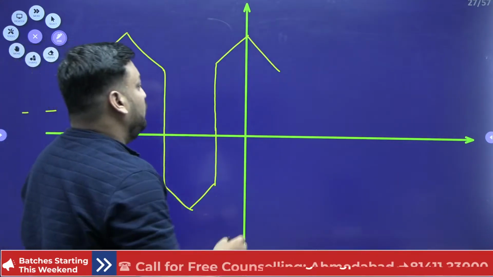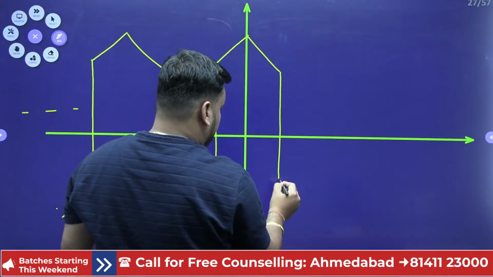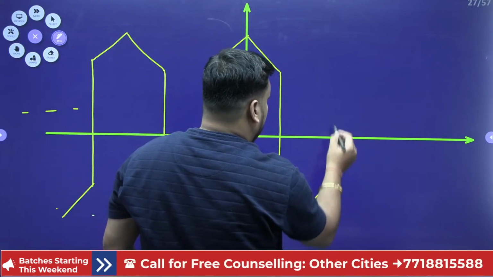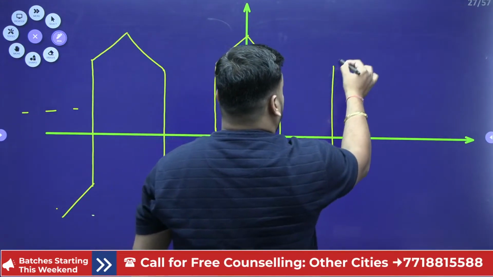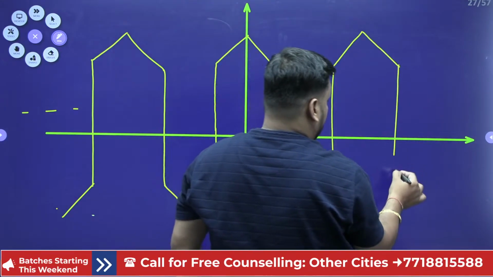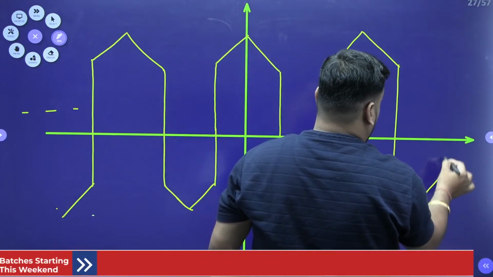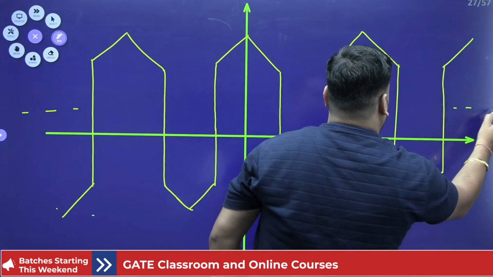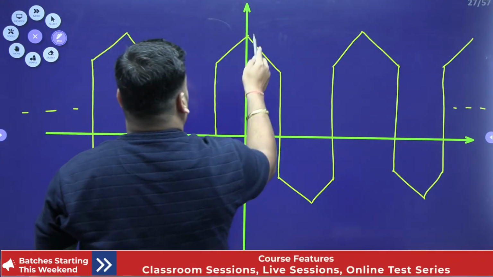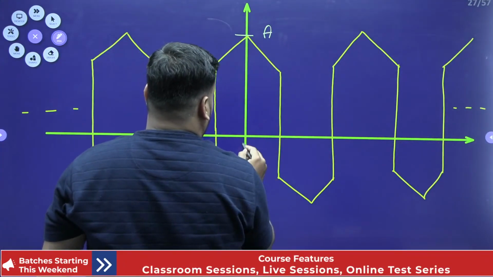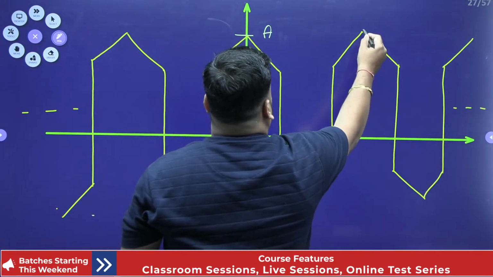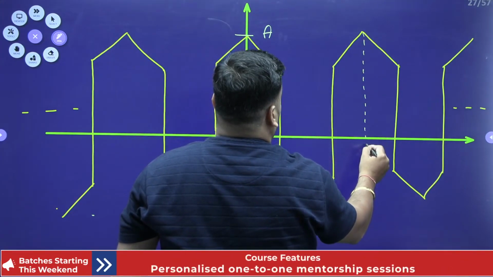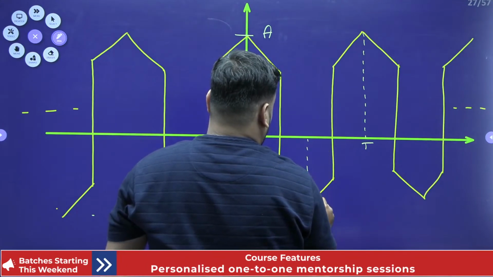Complete the diagram with me. All of you try to complete the diagram. Here the amplitude is A. Here is 0. Here is T. Here is T by 2.